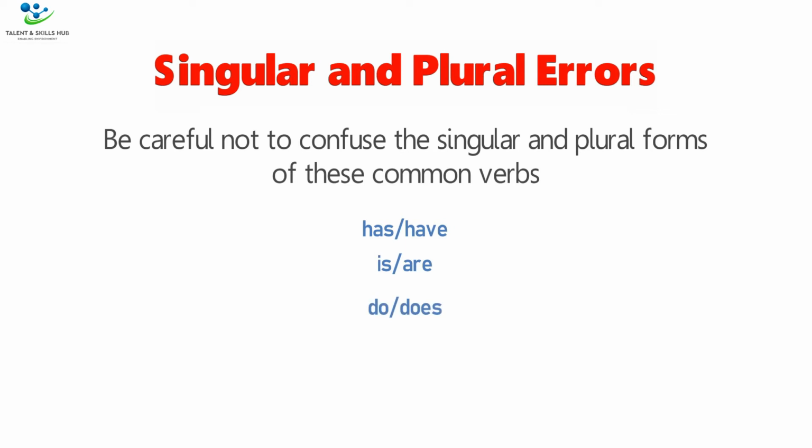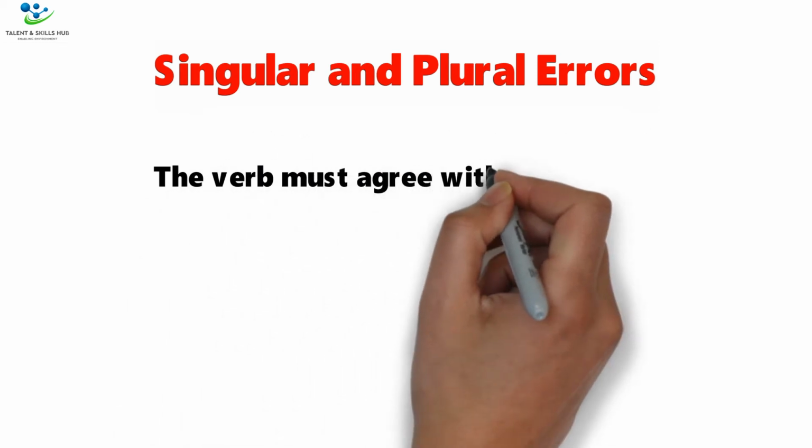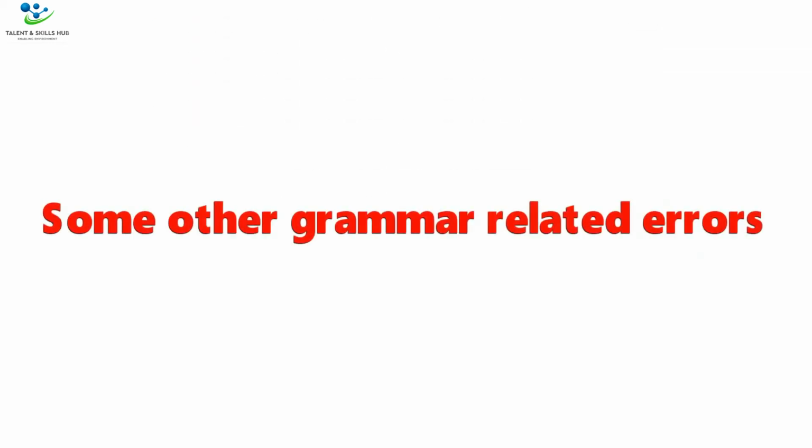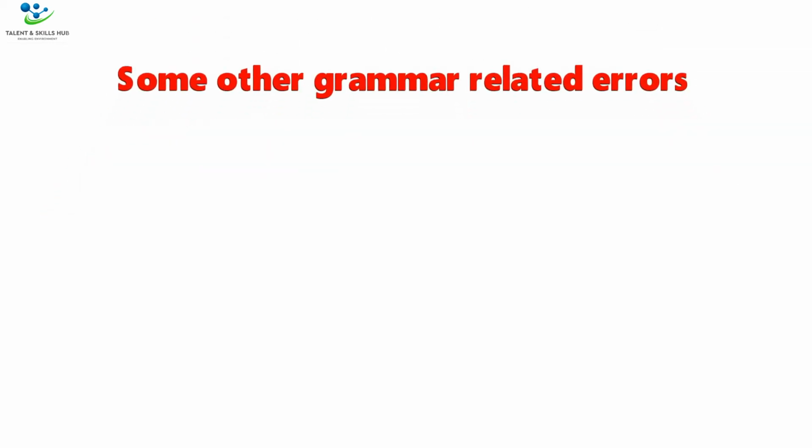Again, the rule to remember is that the verb must agree with the subject in terms of number. Look at the subject of the sentence, decide if it is singular or plural, and then choose the appropriate verb form.